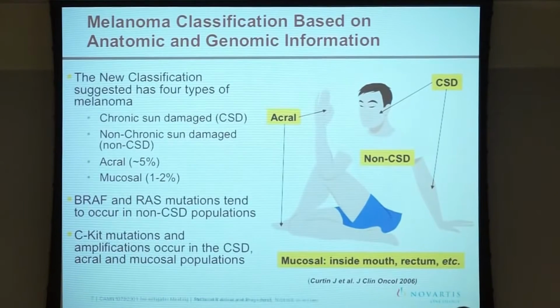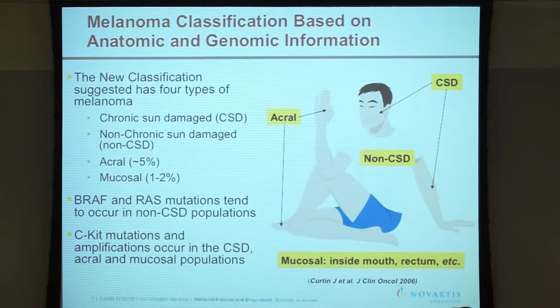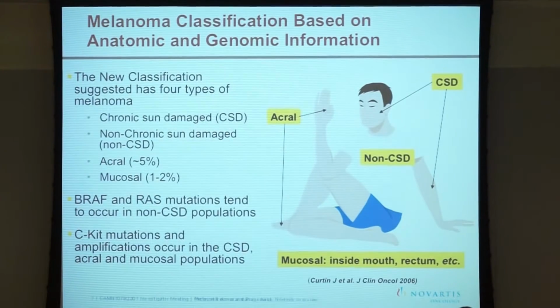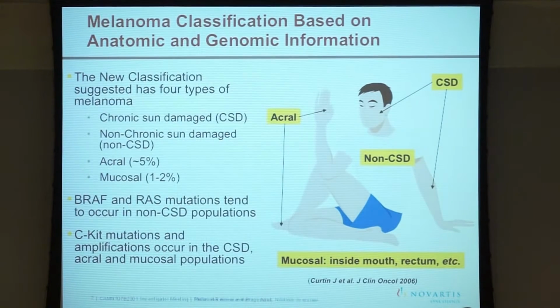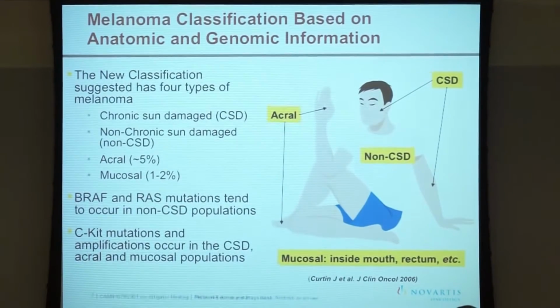Forgetting ocular melanoma for a minute, because that's really a separate disease, you can classify other forms of melanoma in 4 different classes. One occurs in chronic sun-damaged skin, such as the head and neck area and the arms, and that may be one of the reasons why it has a worse prognosis. Its genetic makeup is a little bit different, with a lower incidence of BRAF mutations.